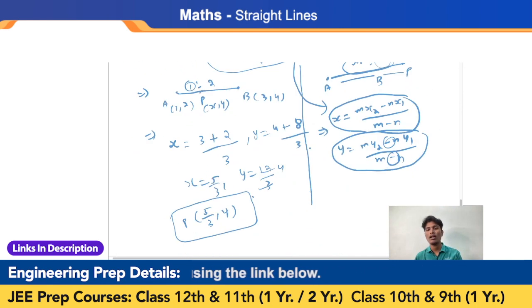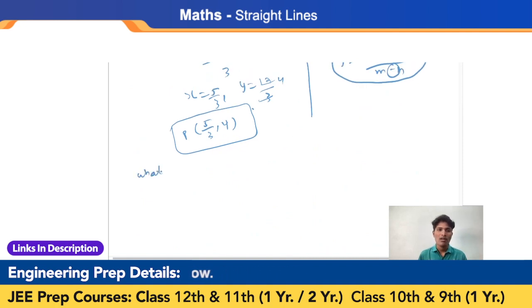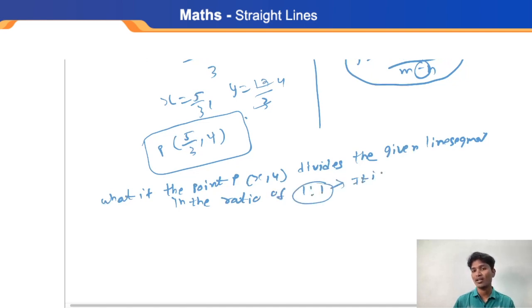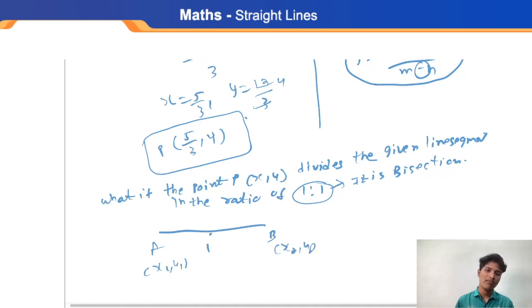If m is equal to n, now comes the important case. What if the point P, which is (x, y), divides the given line segment in the ratio of 1:1? Why 1:1? It is bisection. That is, when the point is bisecting, it is dividing the line segment into two equal parts. Suppose there is a line AB, and point A is (x1, y1) and point B is (x2, y2). Suppose there is a point P which is called (x, y).